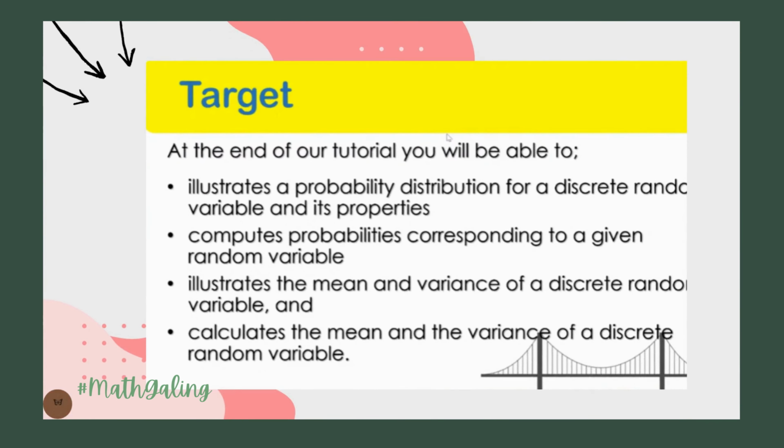Before we start our discussion, let us know first the objectives of this lesson. At the end of our lesson, you will be able to illustrate a probability distribution for a discrete random variable and its properties, compute probabilities corresponding to a given random variable, illustrate the mean and variance of the discrete random variable, and lastly, calculate the mean and the variance of the discrete random variable.